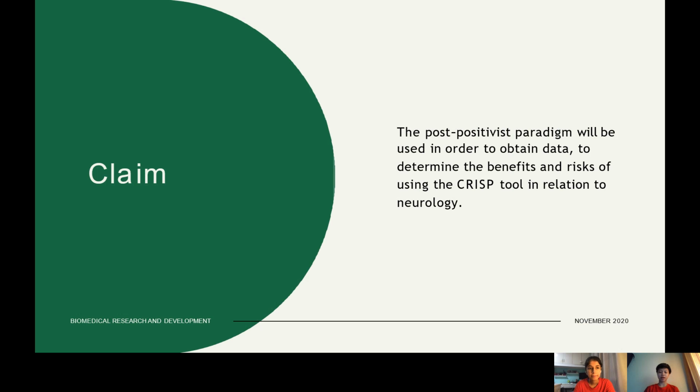The post-positivist paradigm will be used in order to obtain data to determine the benefits and risks of using the CRISPR tool in relation to neurology. The paradigm would also involve variables that need further investigation. Furthermore, it would eliminate biases and focus on truths of information retrieved while collecting data and evidence.